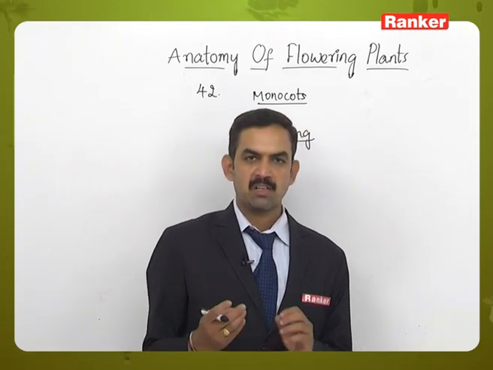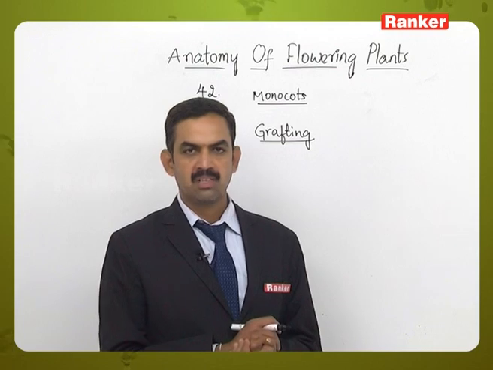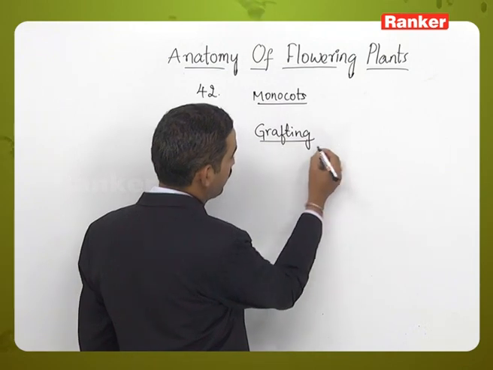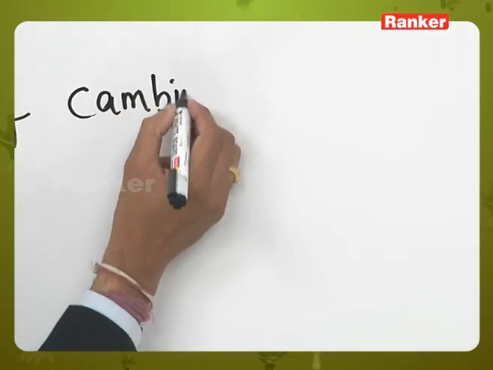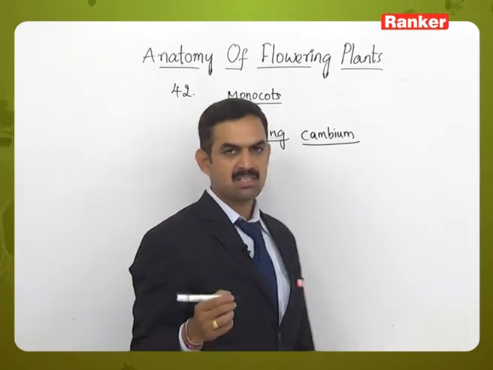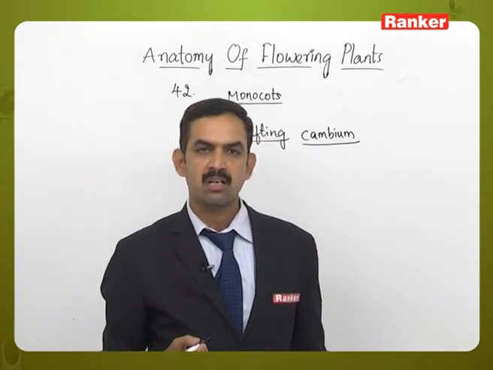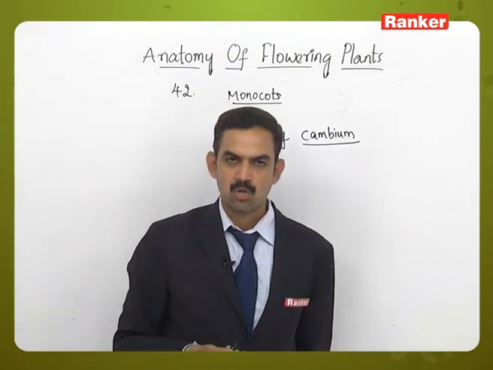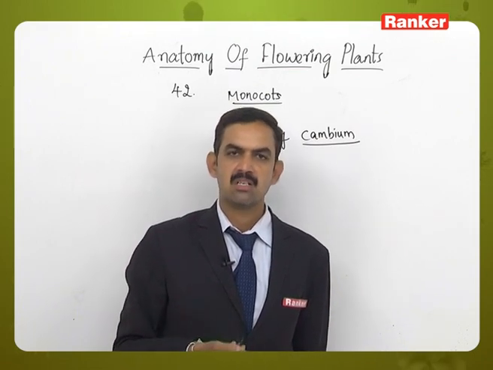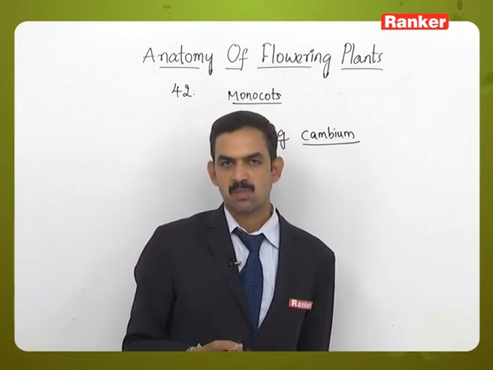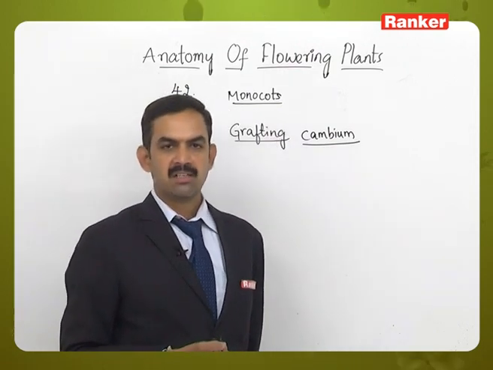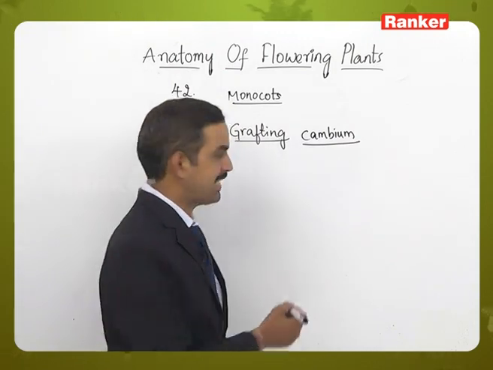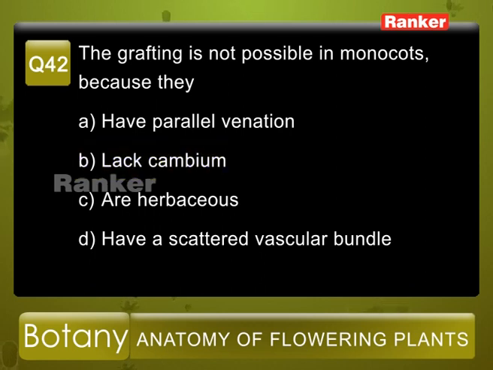What is the reason why both of them are attached with each other? It is because of the activity of the meristematic tissue. Which type of tissue helps in that process? The cambium tissue, because cambium is a meristematic tissue which will start dividing and redividing to produce new tissue. The tissue of the scion will protrude into the stock and the tissue of the stock will protrude into the scion. That is the reason why grafting is possible. So from the given options we can say that in monocots grafting is not possible because of lack of cambium. So option B is the correct answer.